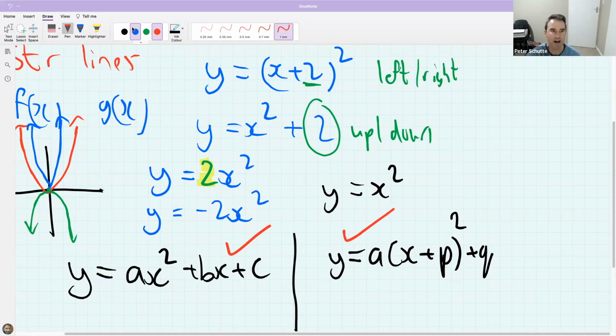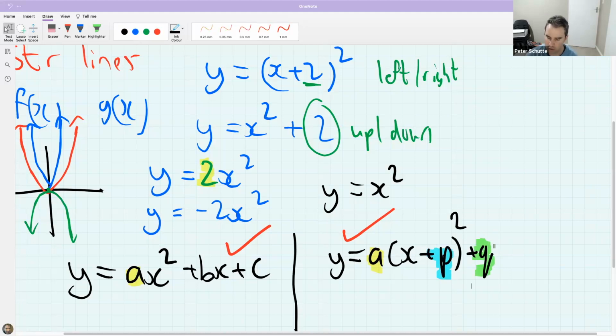And I just want to highlight the fact that this a over here is the same a that's here. So it affects the steepness. This bit over here affects the horizontal shift, and this one over here affects the vertical shift. Okay.